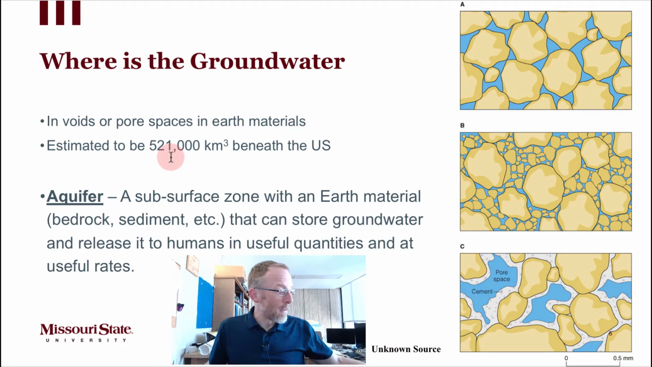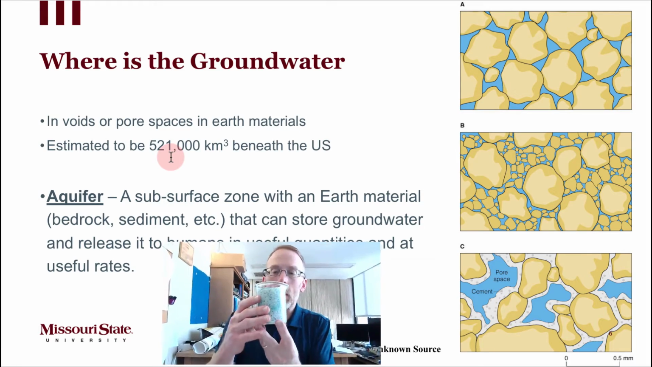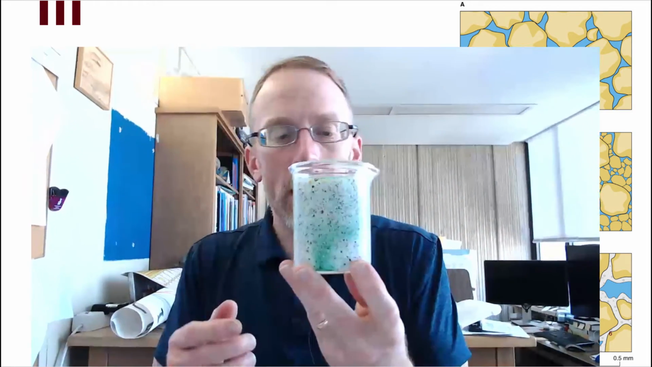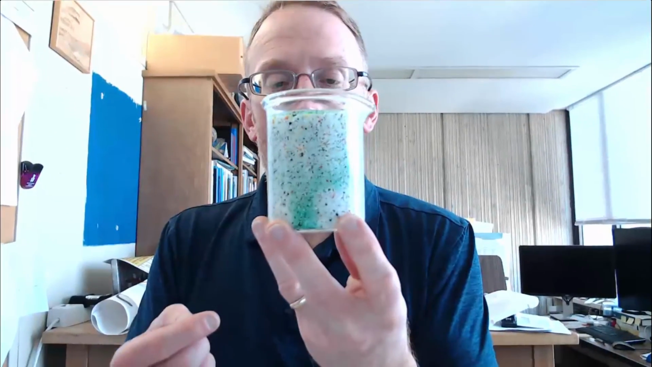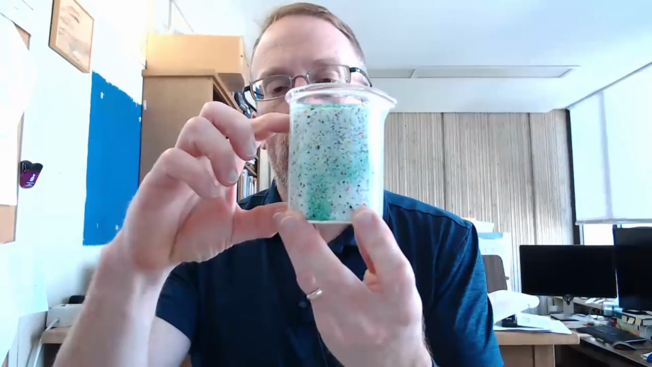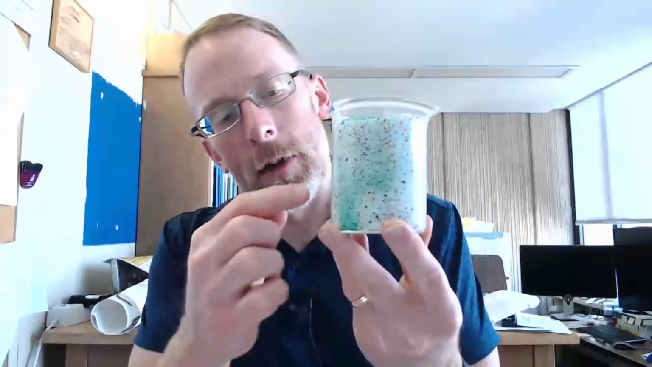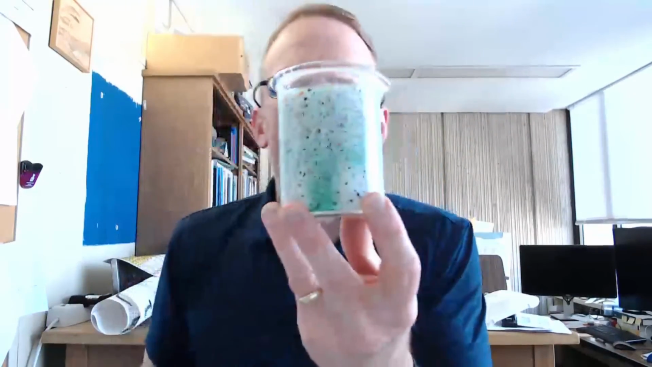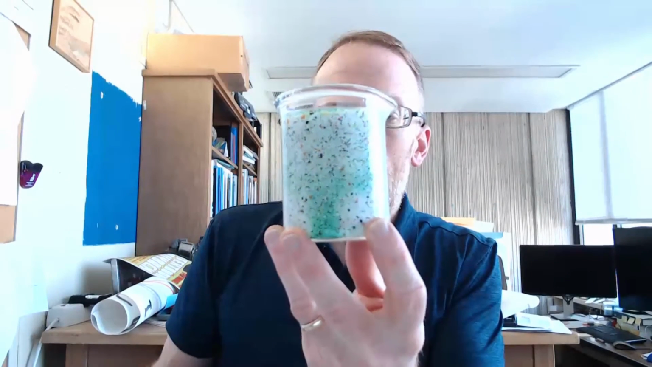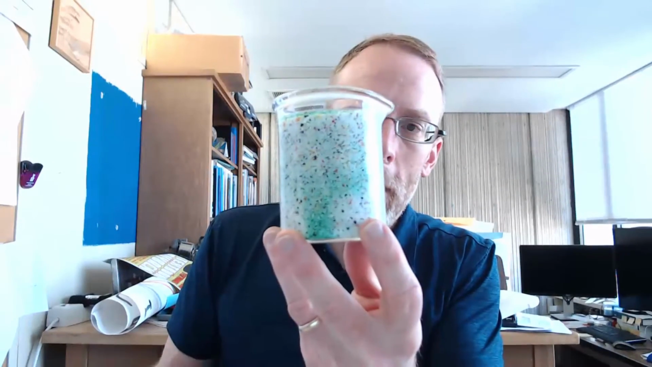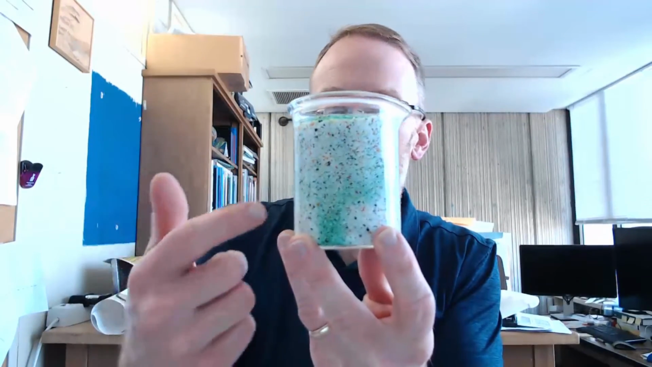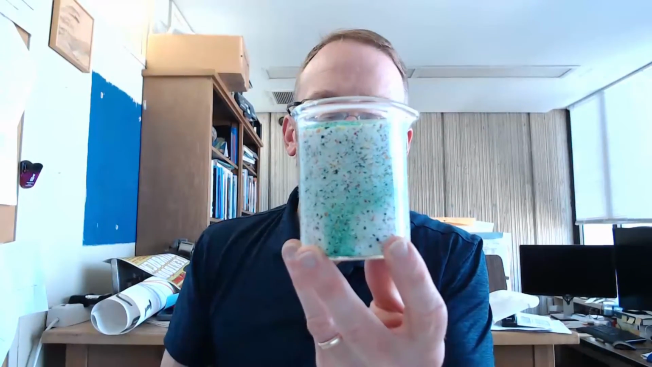Now, I've got a little demonstration here. I've got a beaker full of sand, and I put some green food coloring in some water, and I've saturated the sand with that water to sort of show this. And you can see through here we've got the green water that is being stored in between the individual pieces of sand that you can see. There are different colors of sand in here: white, red, orange.